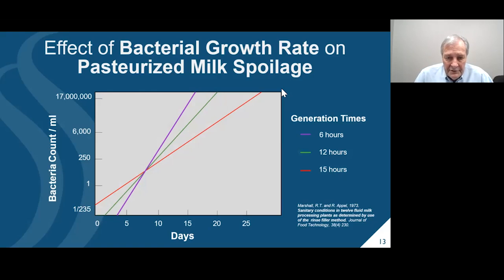If a bacteria has a generation time of 6 hours, which is probably capable of an organism like Pseudomonas, a gram-negative bacteria, and if it's in the product at even less than one bacteria per 500 milliliters of product, we can have spoilage in about 15 days. On the other hand, if that same bacteria has a generation time of 15 hours, spoilage won't occur until 25 days. So when we're troubleshooting these spoilage problems, we've got to keep in mind that the growth rate of the bacteria is the primary factor affecting quality.